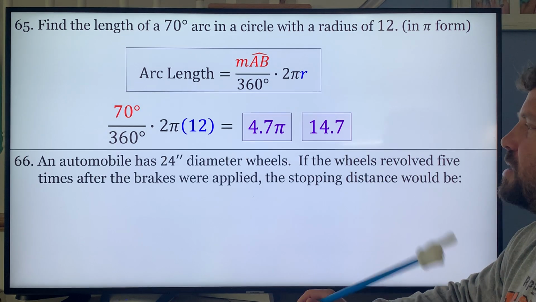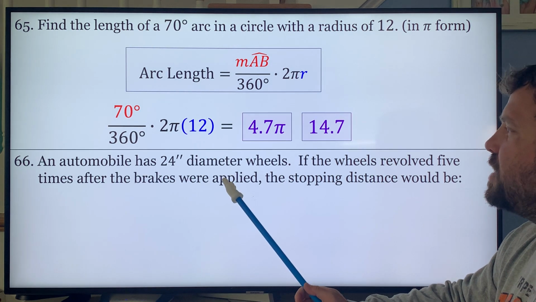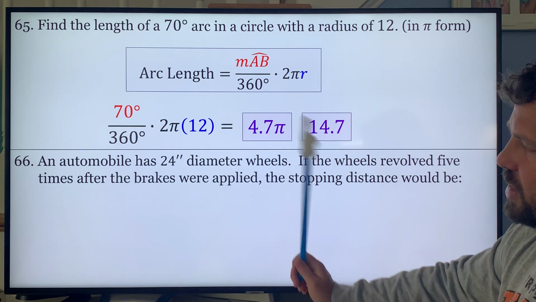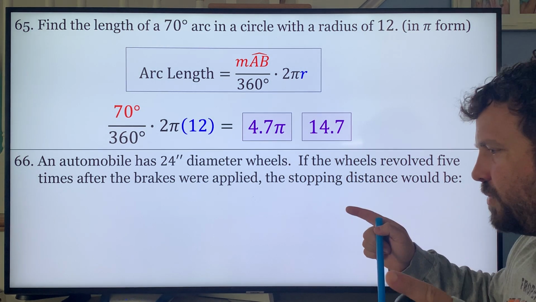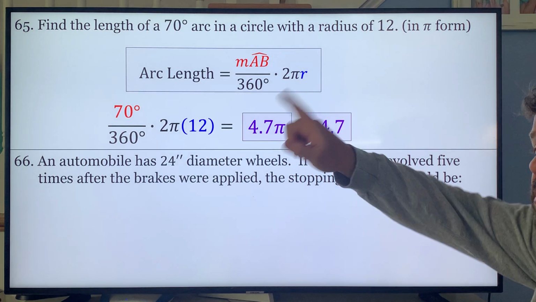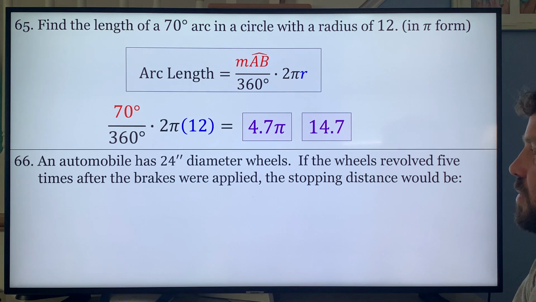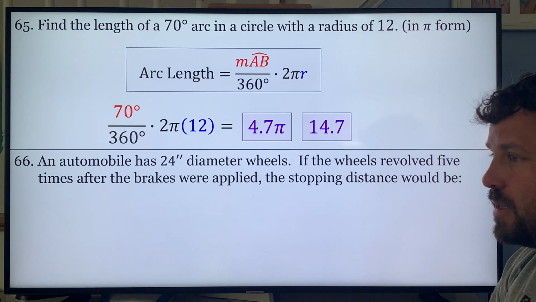All right, 16.6. An automobile, otherwise known as a car, has 24-inch diameter wheels. That means that the wheels are about 2 feet across. If the wheels revolve 5 times, so that means they go around in a circle 5 times, after the brakes were applied, first of all, that means you got bad brakes, then the stopping distance would be blank.